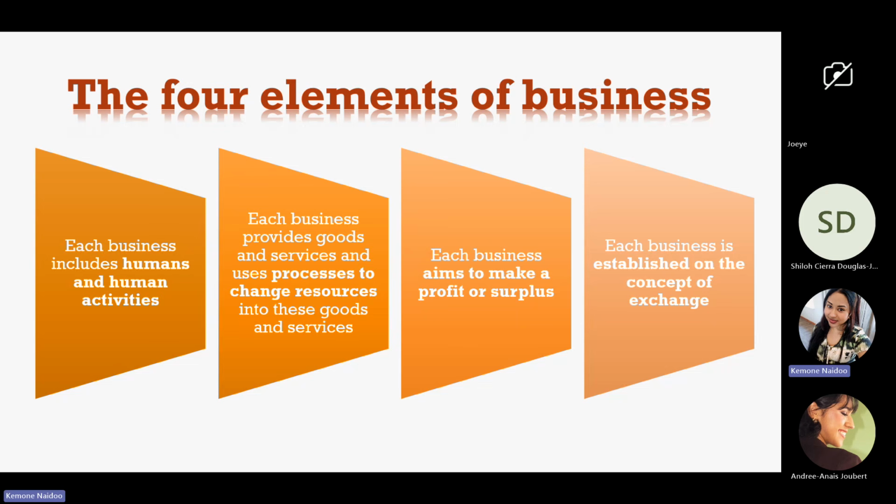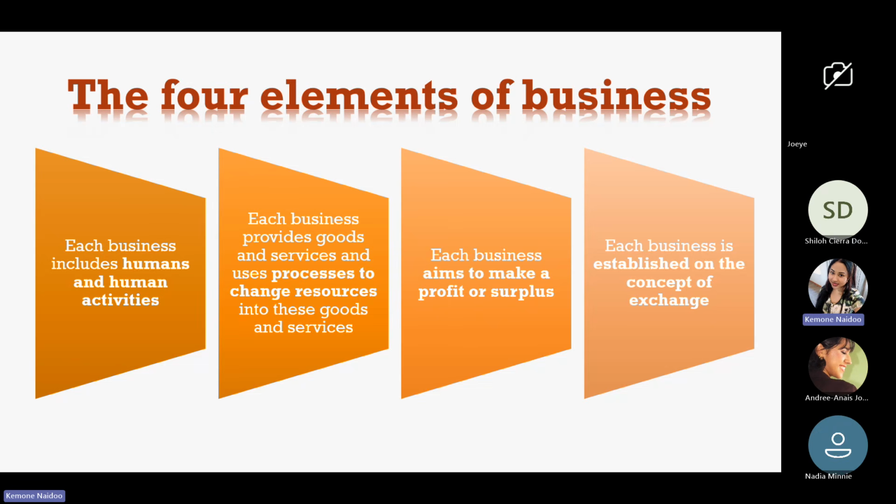So if you are looking at the 4 elements, you are looking at humans and human activities. You are looking at the goods and services that are provided by the business and the processes that are used to change those resources into finished goods and services. We're also looking at making a profit or a surplus in a business and the concept of exchange. And we've also gone through this more in depth in the test. So I won't linger on this, but yeah, if you do have questions, please just leave them in the chat box.